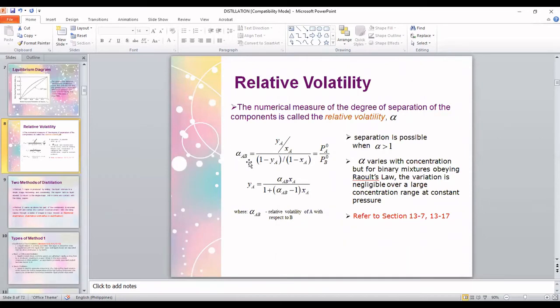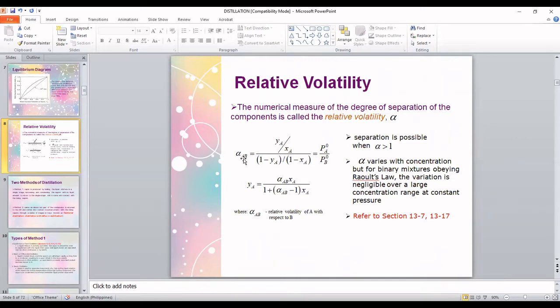Now, if I change the manner in which I write the subscript, let's say it's BA, it would be read as relative volatility of B with respect to A. But in this case, it is the relative volatility of A with respect to B. So we can determine this relative volatility based on the mole fractions of A, where A is the most volatile of all components present in your feed. So that's our A. In this case, that's our benzene.